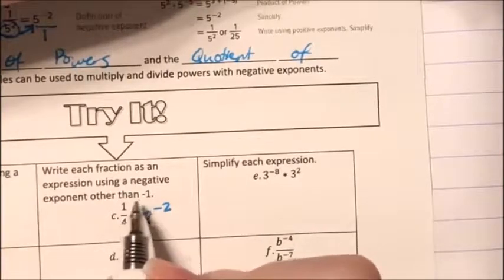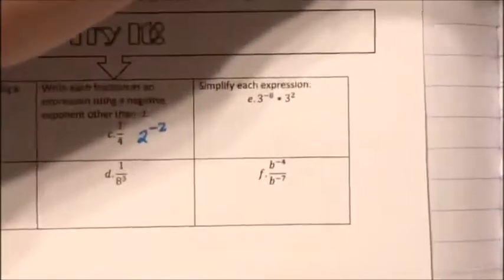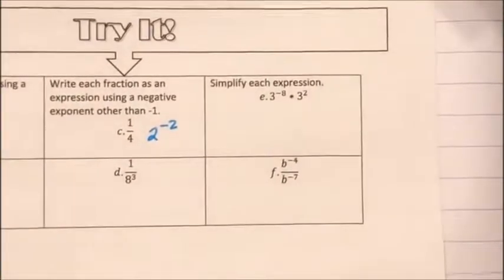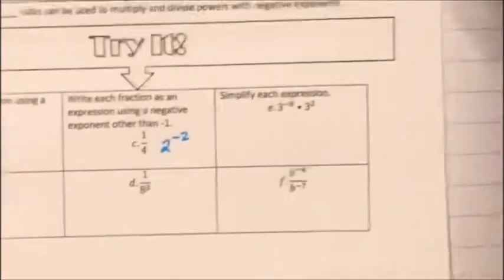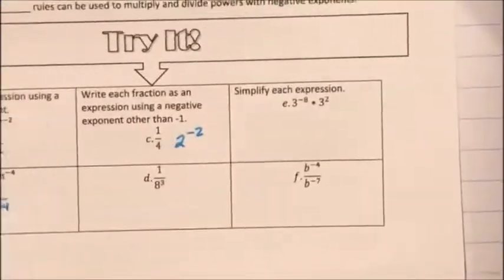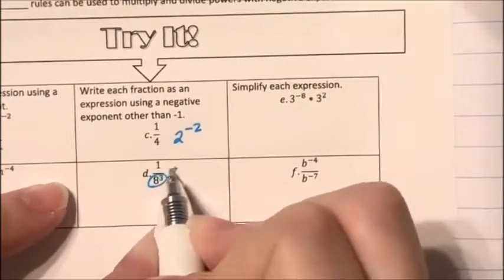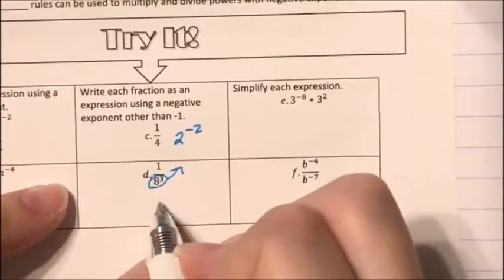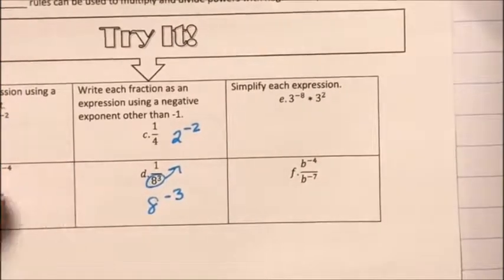So I didn't just want to move the 4 up because it said exponent other than negative 1. All right, letter D says 1 over 8 cubed. Well, that one's pretty simple. All I need to do is take the cubed, because that's already something other than negative 1. So all this has to do is move up. So this becomes 8 to the negative 3rd power.